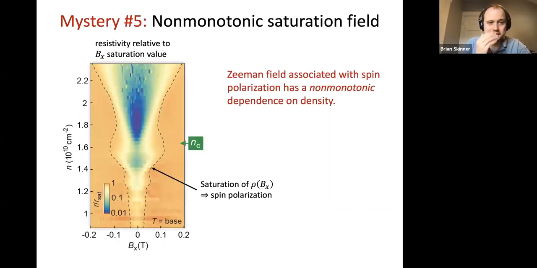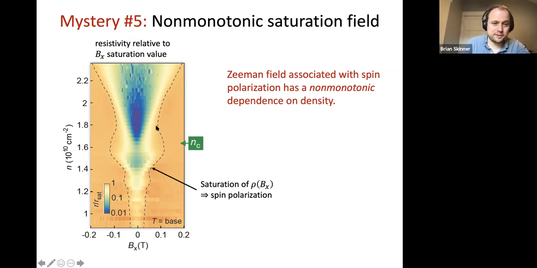Okay, I've used a lot of time. I basically just want to give you one more mystery, number 5, which is you can look at how the magnetic field required to achieve spin polarization depends on the density. Here the color tells you how spin polarized your system is. Over here where you're seeing orange, the resistance has saturated and nothing depends on the in-plane magnetic field anymore, presumably because your system is completely spin polarized. So at the top of this plot, when the density is large, it requires some field to spin polarize. As you reduce the density, the Fermi energy goes down.